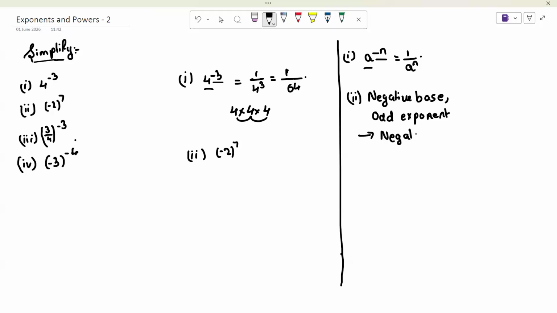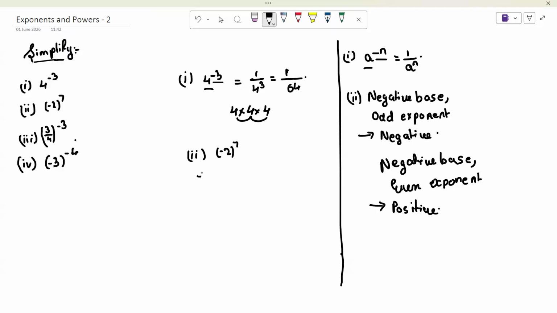And if you have a negative base and an even exponent, like minus 3 power 8, minus 2 power 6, so even exponents are nothing but even powers like power 8, power 6, power 10, then your answer will be positive. Okay? And why? I will explain. So before solving this question, I will explain.